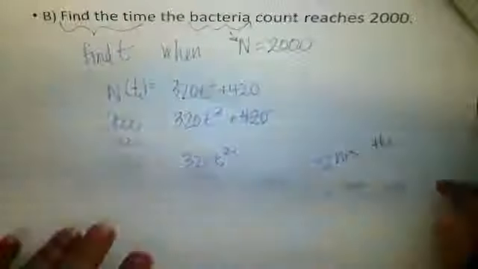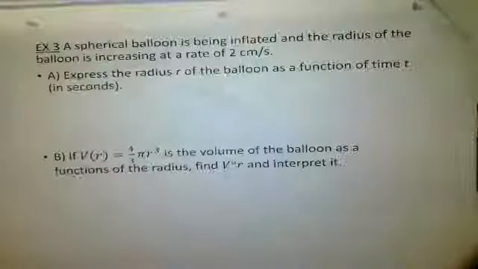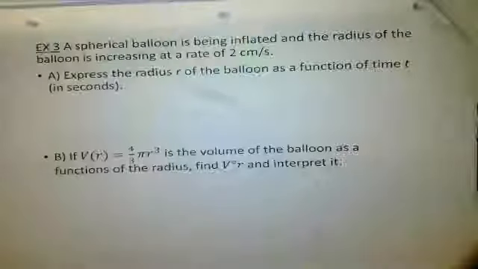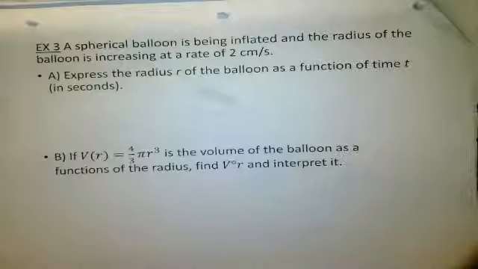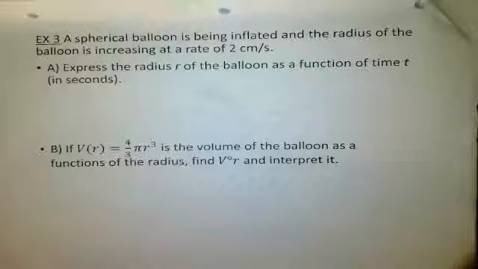All right, here we go. Last one. You should write this one down. Example 3. You should write this one down. There are more like this in your homework. A spherical balloon. You got a visual in your head there? A spherical balloon is being inflated.